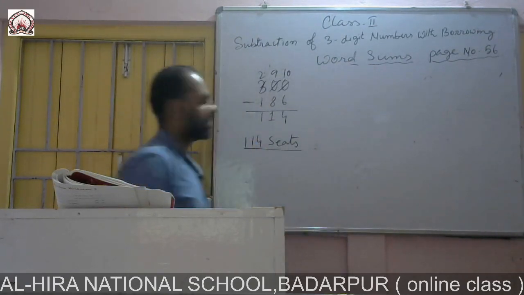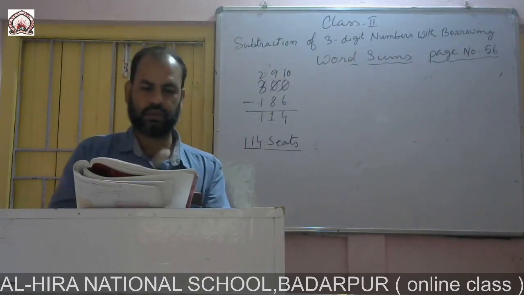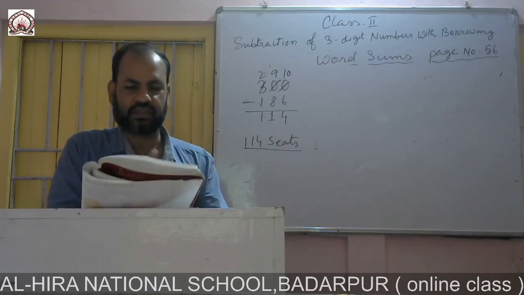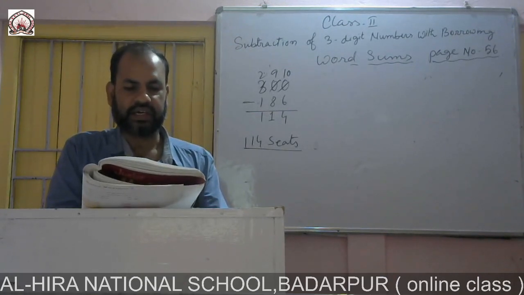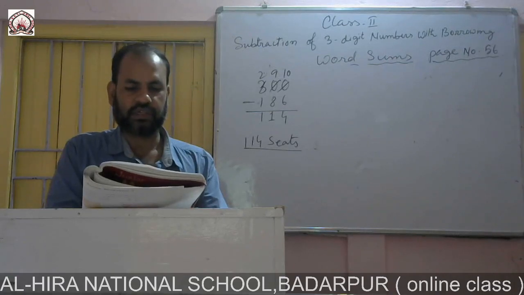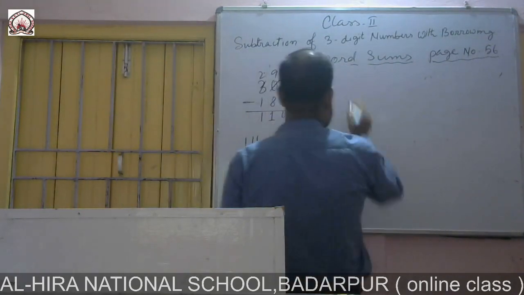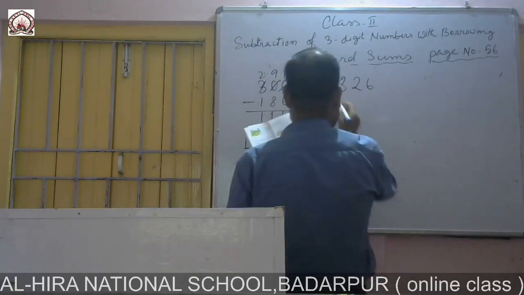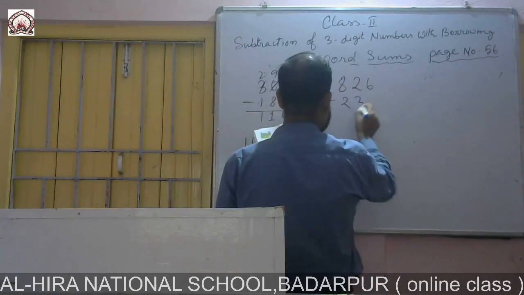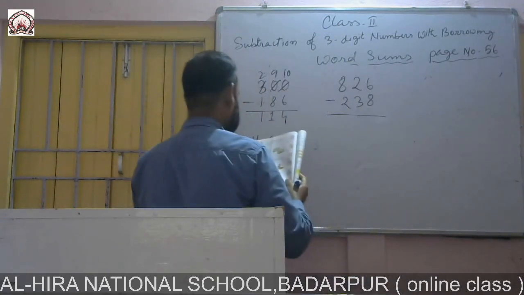Next question. Rabi's school has 826 students. Nita's school has 238 students less. How many students does Nita's school have? So Rabi's school has what? 826 students, and 238 students less in whose school? Nita's school.